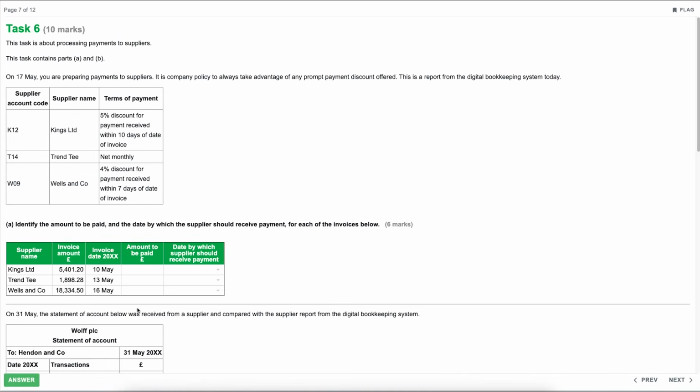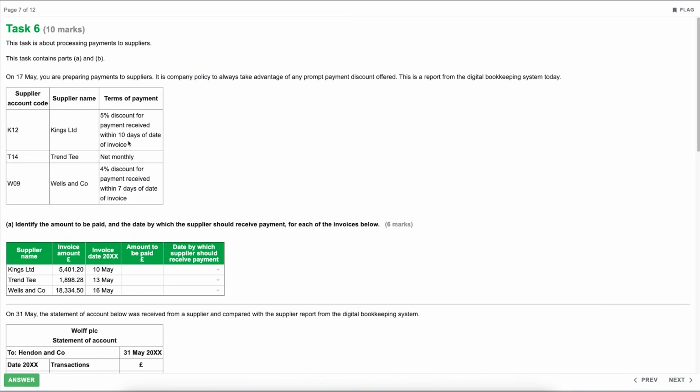So the thing that's really, really important here is we need to take note that we're on the 17th of May and we should always be taking advantage of any prompt payment discounts. So if they are available and we are within time, then we should be taking them. So let's think about this first one here for Kings Limited. The invoice date is the 10th of May. We're on the 17th of May.